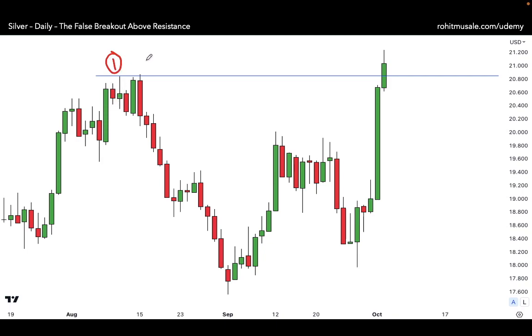Okay. Step number two is to find a successful test of that resistance. So now this blue line has become multi-tested resistance. Multi-tested means tested at least twice. Okay. Step number three is to wait for that breakout. So this is where the breakout happens.